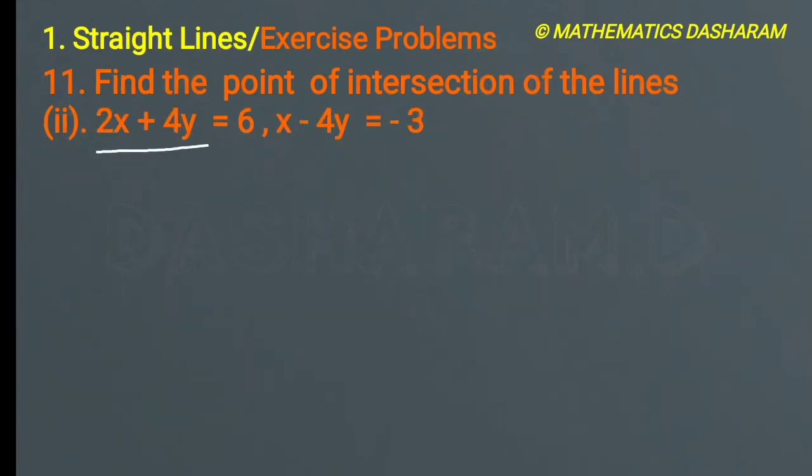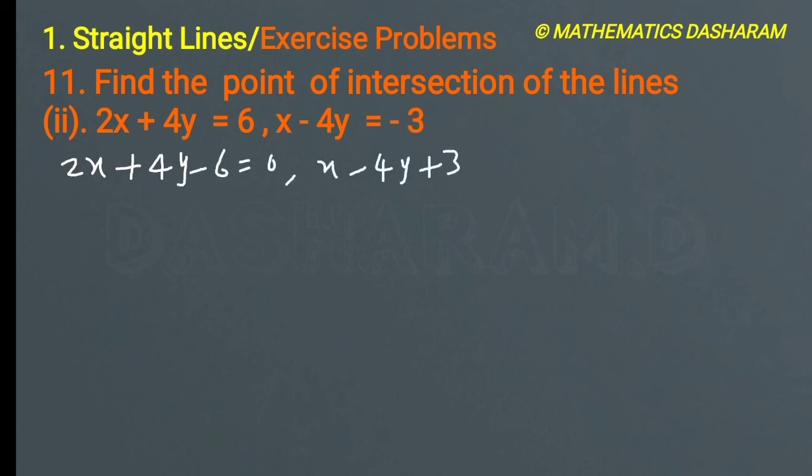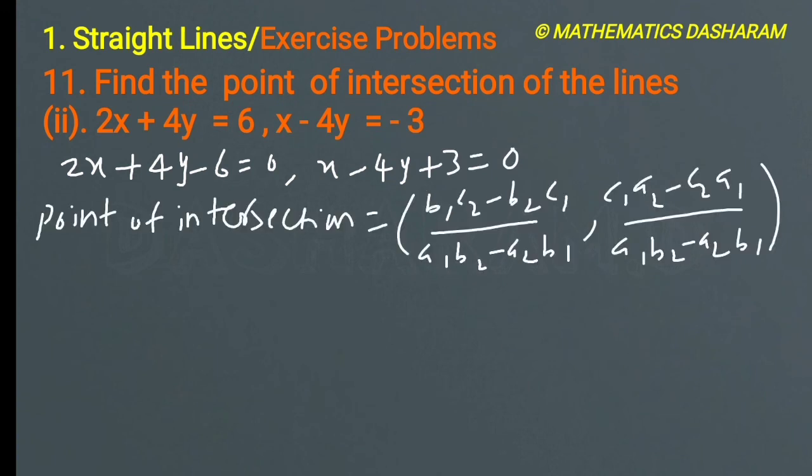Second question, 2x plus 4y equals to 6, x minus 4y equals to minus 3. First write the constant numbers on the left side to get the standard form of a straight line. So 2x plus 4y minus 6 equals to 0. Next, x minus 4y plus 3 equals to 0. So then the point of intersection formula. So let's substitute the values.